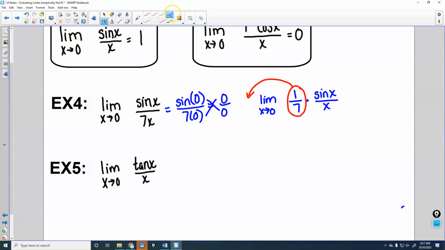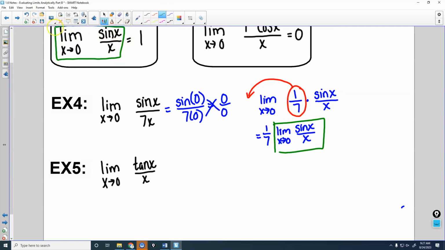So I can do that, which means I've got 1/7 times the limit as x approaches 0 of sine x over x. Now, what did I tell you up here the limit as x approaches 0 of sine x over x is? 1, right? So I can replace that whole thing with 1. 1/7 times 1 is going to give us 1/7.